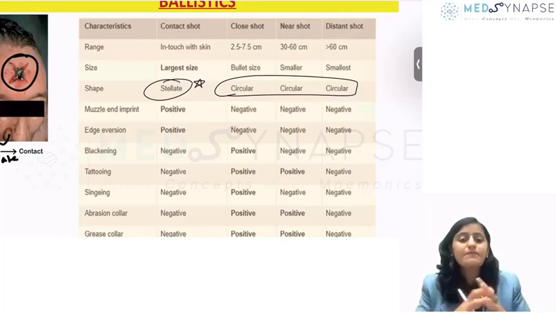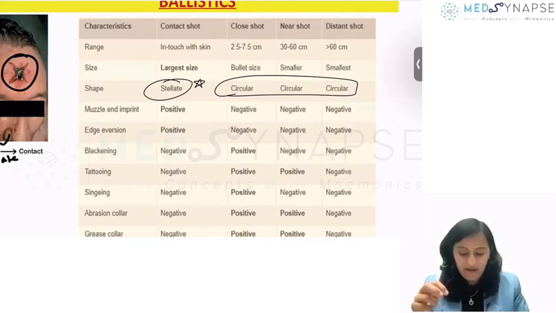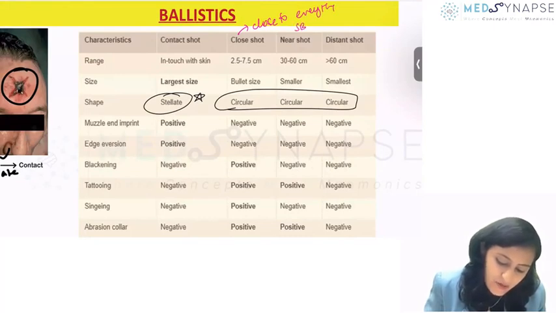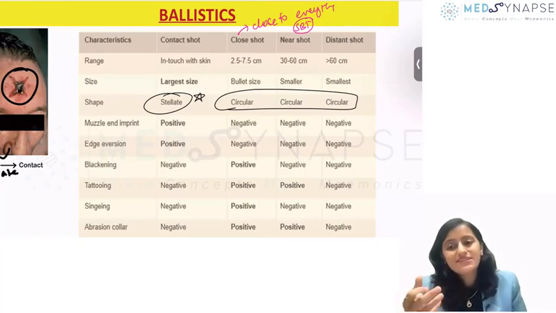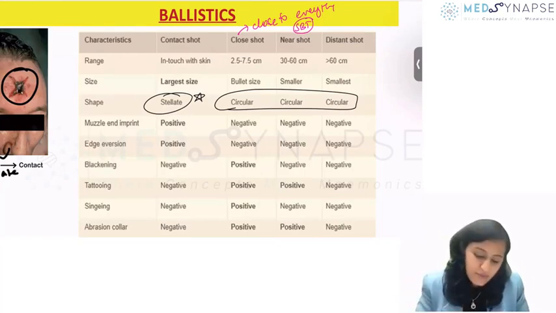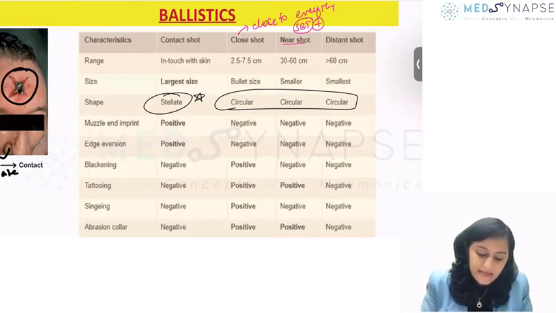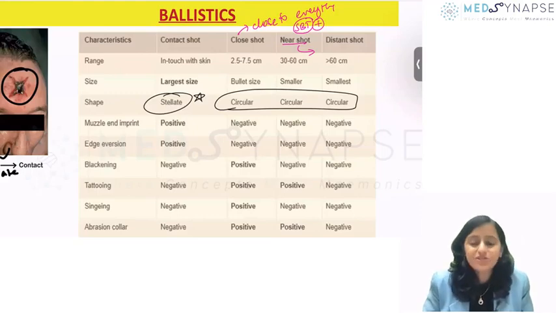Close. Remember, it is close. Close shot is close to everything. It wants everything. Close and dear to everyone. So remember, close is close to everything. So it has SBT or BBT all present. The singeing, the blackening, tattooing, all is present. Okay. And in the near shot, what is the hallmark of the near shot?